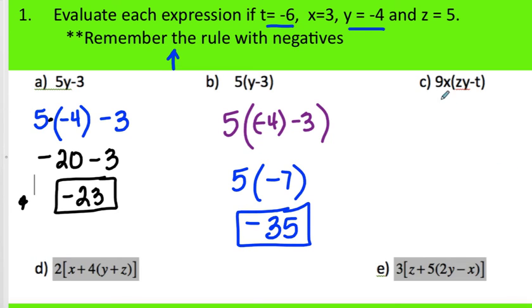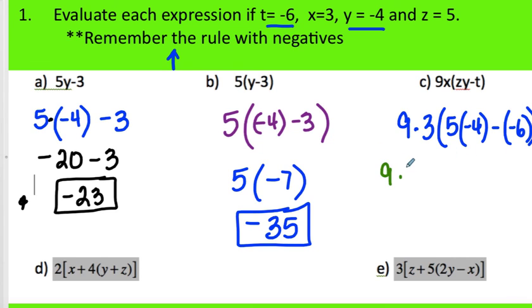Okay, we're going to do one more, and then you're going to try two. All right, so I've got lots of variables here. I have 9, I have x, I have z, I have y. So I have 9 times 3, z times y, there's that negative I'm going to put in parentheses, minus negative 6. Woo, that's a lot of parentheses going on right there. All right, so I'm going to go to the parentheses first. So I have 9 times 3 times 5 times negative 4 is negative 20. Then I have a negative times a negative right here, which becomes positive 6. All right, got to keep going. 9 times 3, and then negative 20 plus 6 gives me negative 14.